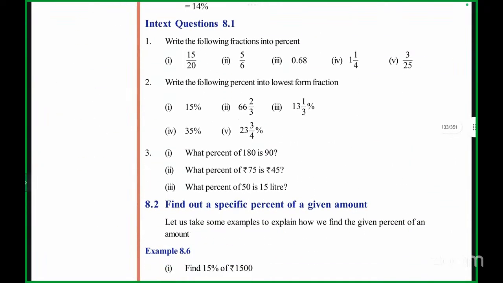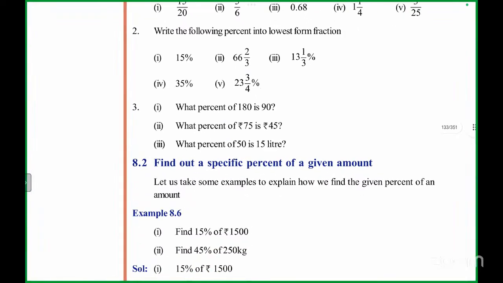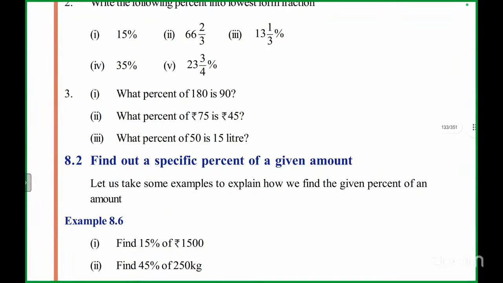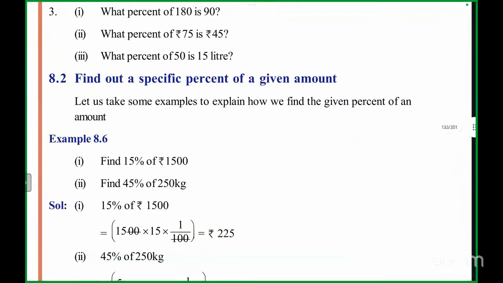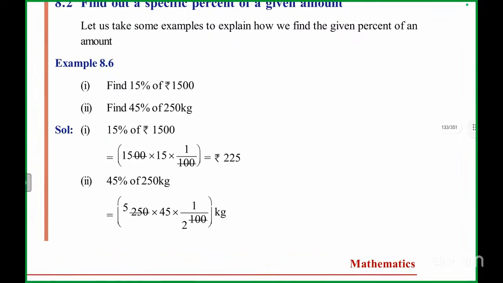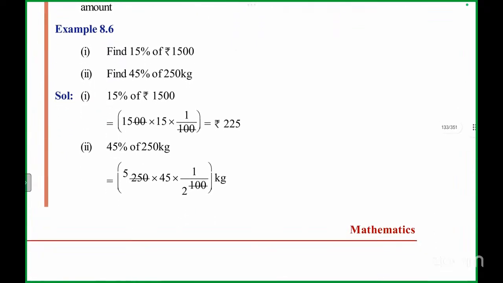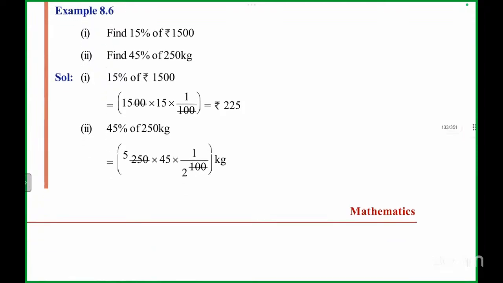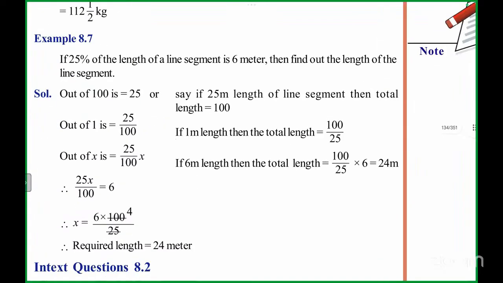Then this also: what percent of 180 is 90? What percent of 75 rupees is 45? This also you have to prepare for the test. Then questions like this: find 15% of 1500 rupees. So 15 upon 100 into 1500. So you have to prepare them.